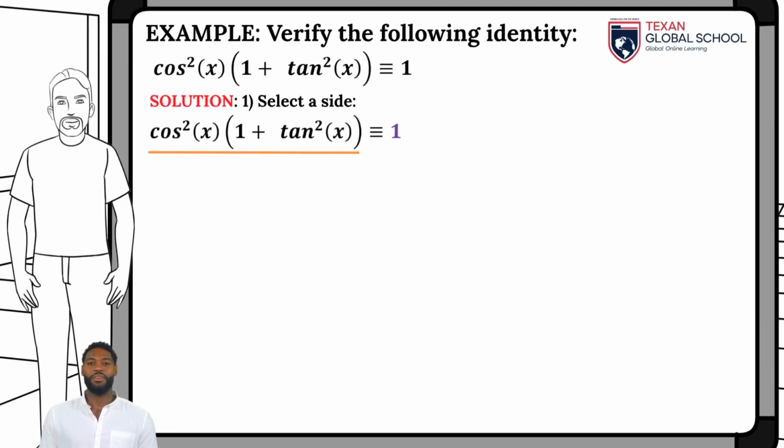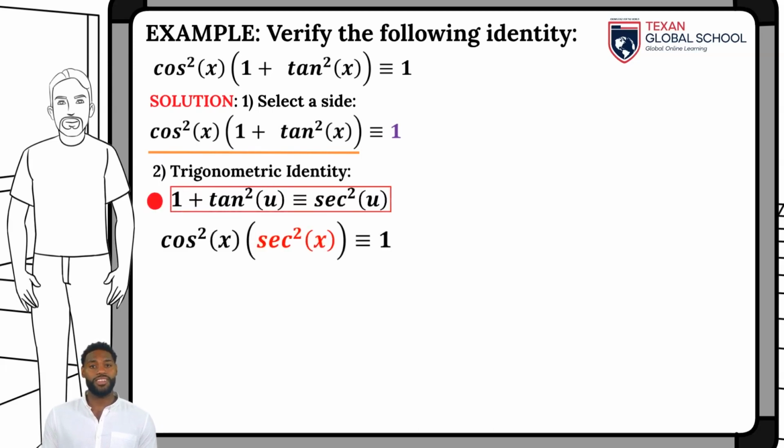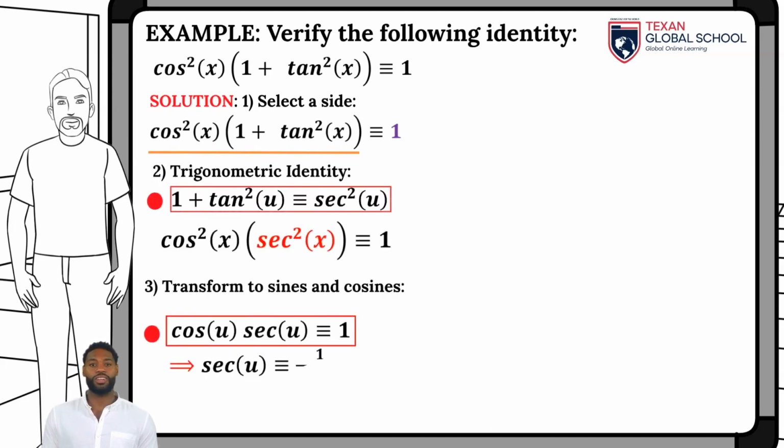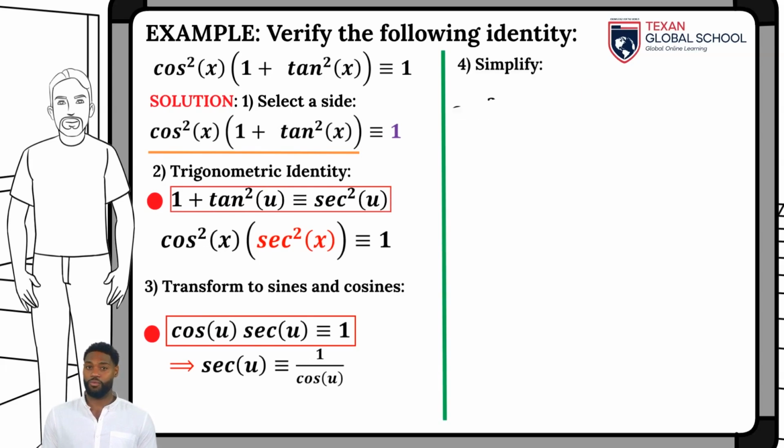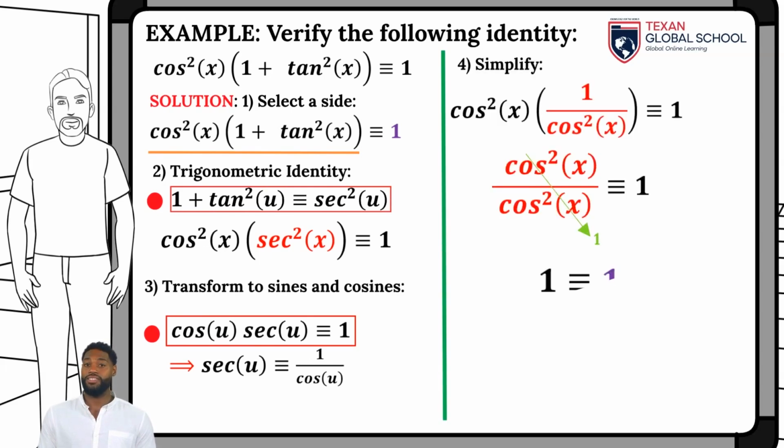This same example can be verified by first applying a trigonometric identity to transform 1 plus tangent squared, which is identical to secant squared. Then, transform into sines and cosines, and simplify to verify the identity.